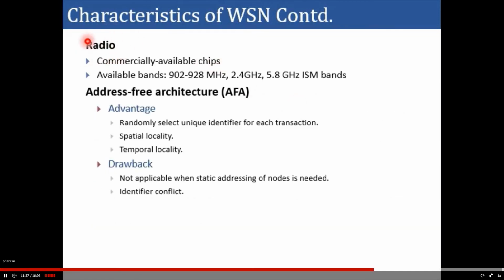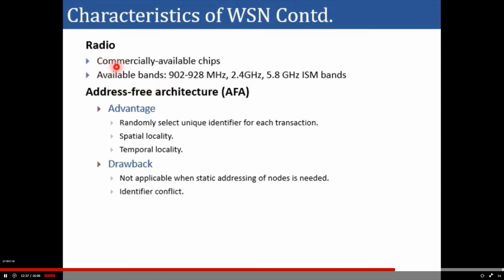The radio which is utilized in a wireless sensor node is a commercially available chip. So it is cost effective and easily available, and it helps in keeping the overall cost of the wireless sensor node as low as possible. Since we keep the wireless sensor nodes large in quantity in a particular geography, the cost is also an important factor. So that's why the components which are being used in the development of wireless sensor nodes should be cost effective.